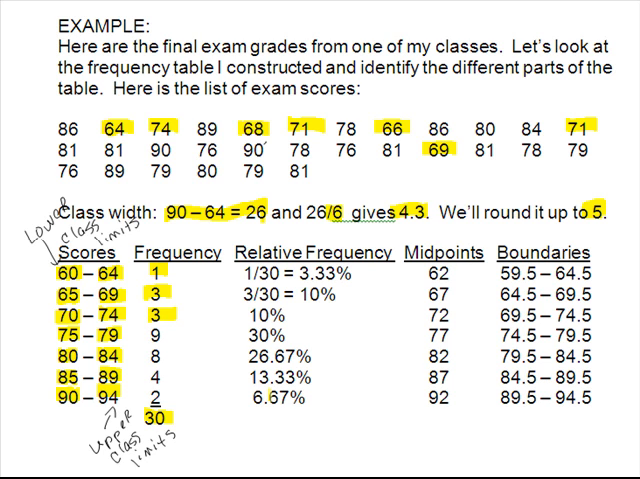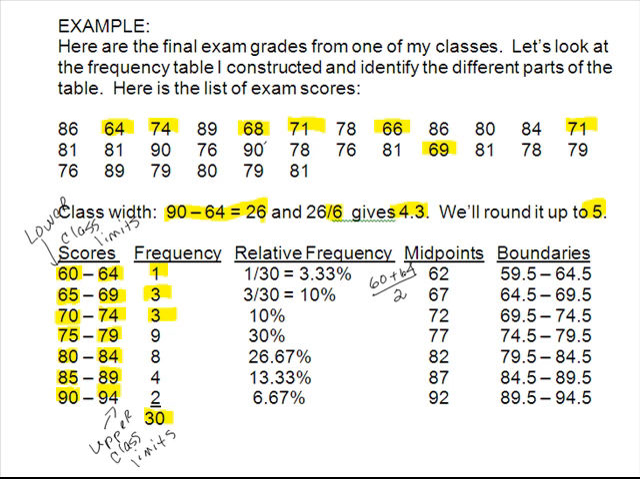All right, the midpoints are found by adding 60 plus 64 and then dividing by 2. So I'm adding 60 plus 64, I get a sum, divided by 2, and that gives me 62. So the next one's 65 plus 69 divided by 2 gives me 67, and so forth. So we add the lower and the upper class limit of the class, and then divide that sum by 2 to get the midpoint.